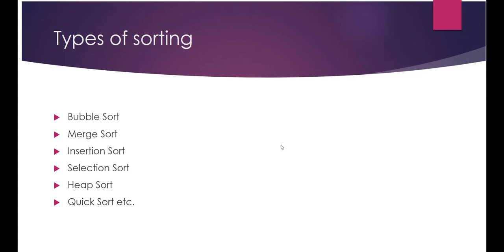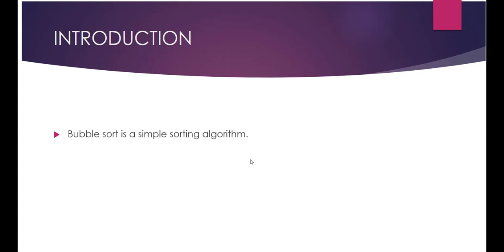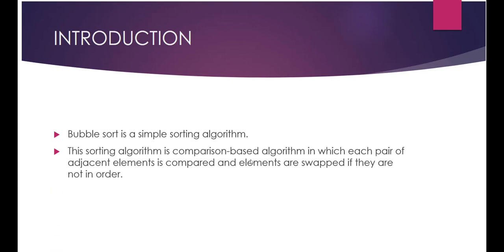Now let's start with the introduction of bubble sort. Bubble sort is just a simple sorting algorithm. This sorting algorithm is comparison based, in which each pair of adjacent elements is compared and the elements are swapped if they are not in order. Means if we are providing an array which we need to sort using bubble sort, then we are going to check its adjacent elements, whether they are in sorted order or not. If they are not in sorted order, then we are going to swap these two elements, otherwise we are not going to do anything.